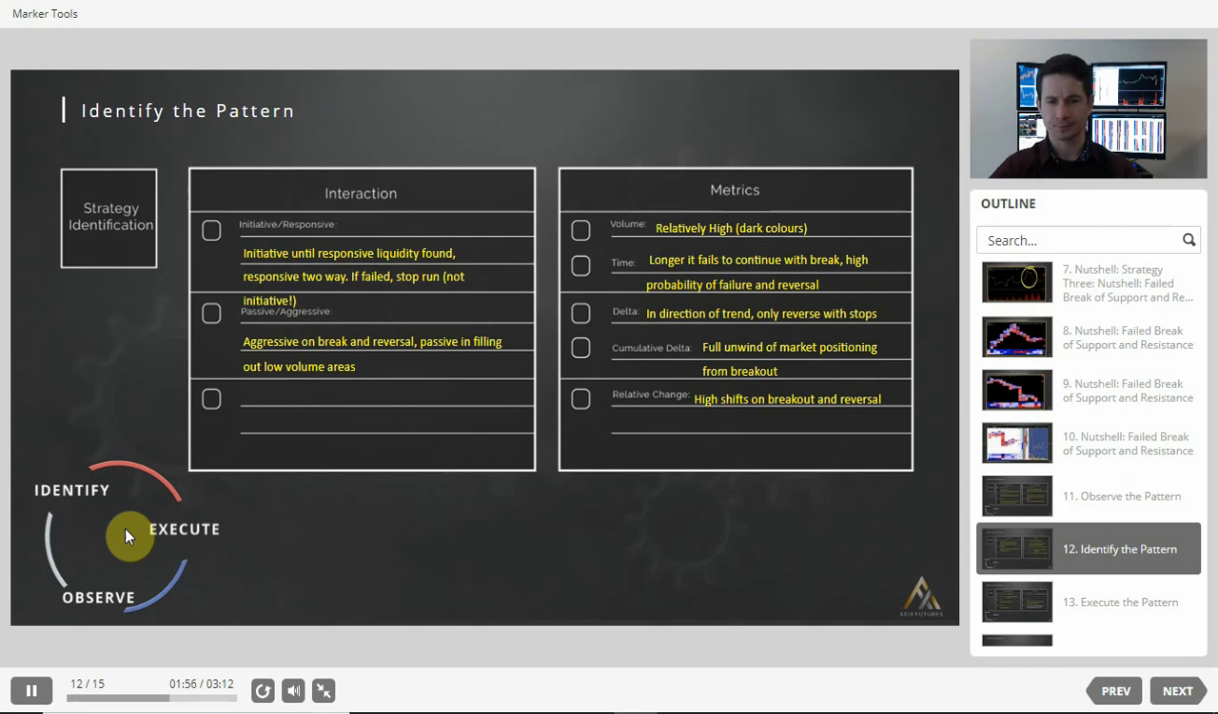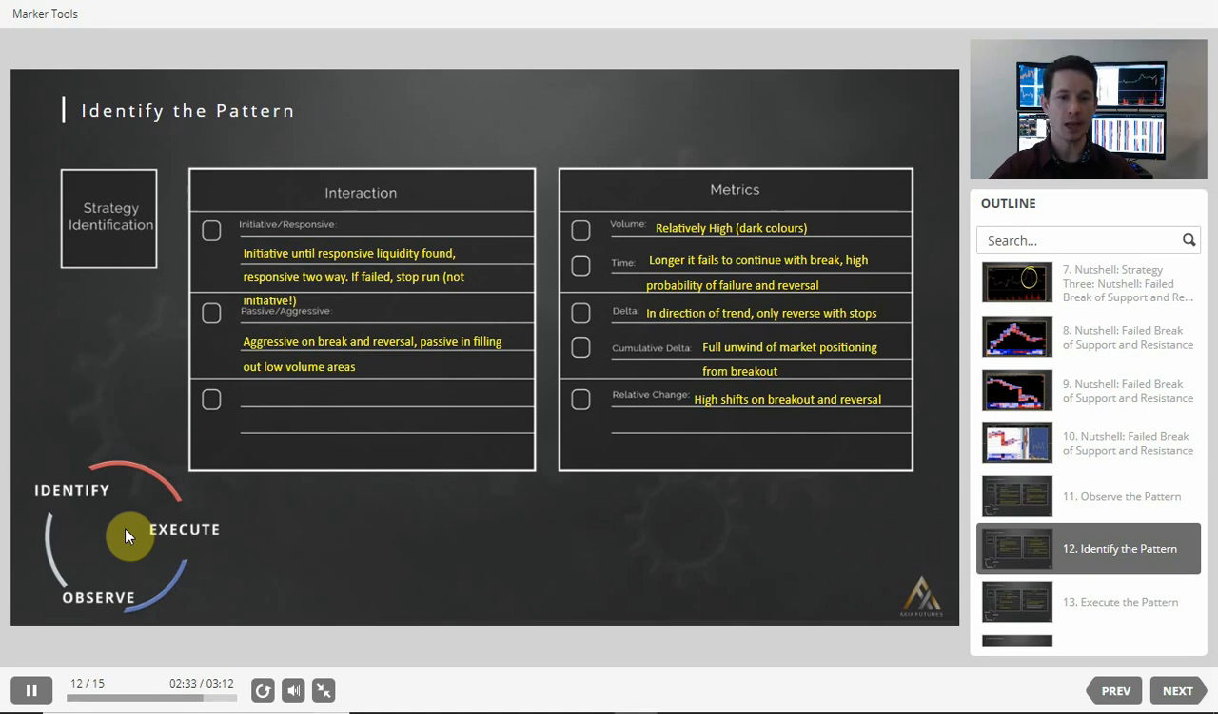Okay, then in terms of the key metrics, volume is relatively high. You will see that in the relatively dark colors in the summary box. Do note, obviously, the longer it fails to continue with a break, the higher the probability of failure. So once we've broken and extended on the breakout, the longer the market fails to extend and continue in the direction of the break, the more likely for this potential trade strategy to become valid. Do note, obviously, this trade strategy only becomes valid at such a point that we actually do retest the previous breakpoint. Okay, so that's crucial to understand. There is no trade strategy until we retest the breakpoint.